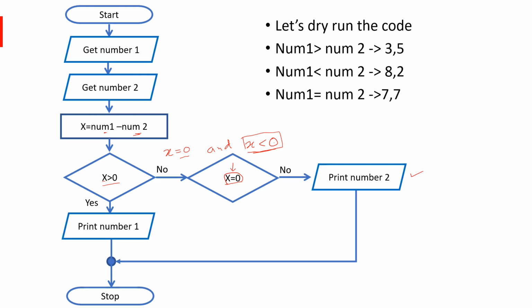Now let's consider the situation where this condition is satisfied. If this condition is satisfied, both numbers are equal. So what we need to do is print a statement that both of the numbers are equal, but we can't say which is larger because both of them are equal. Then we stop the program. Remember that again we are connecting one arrow to another arrow, and we need to indicate that using a circle.